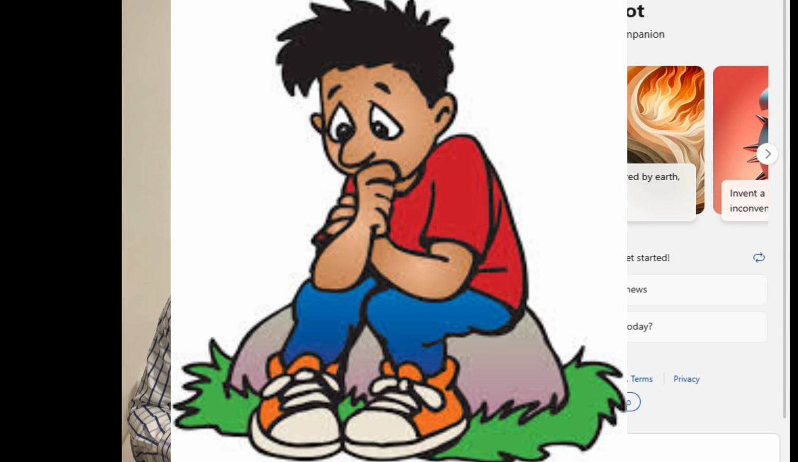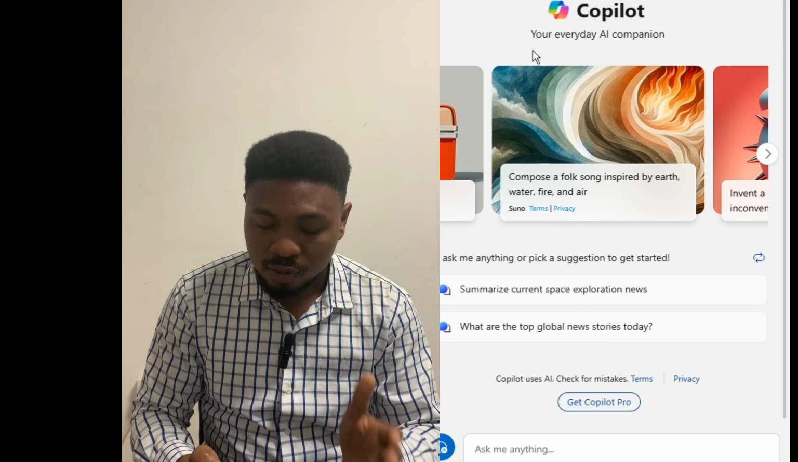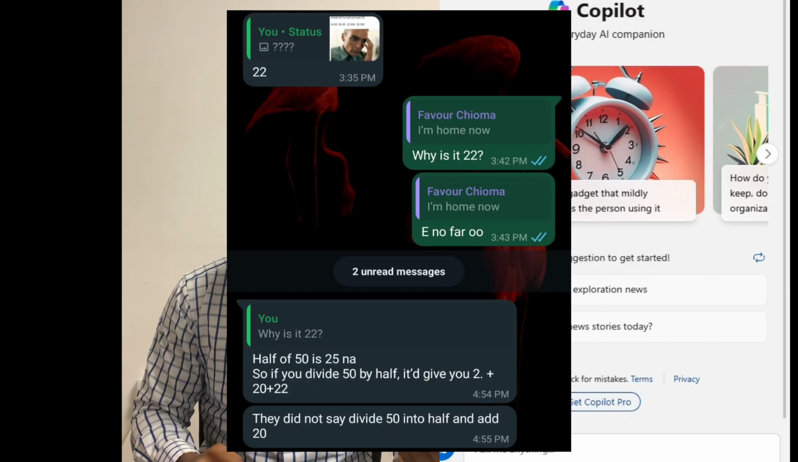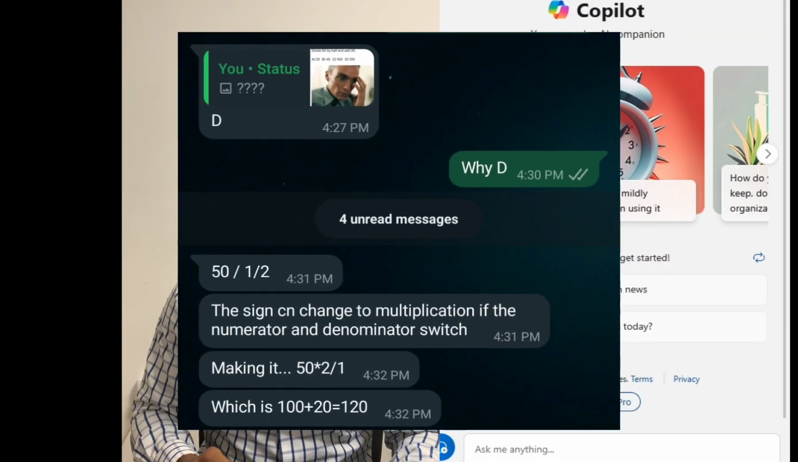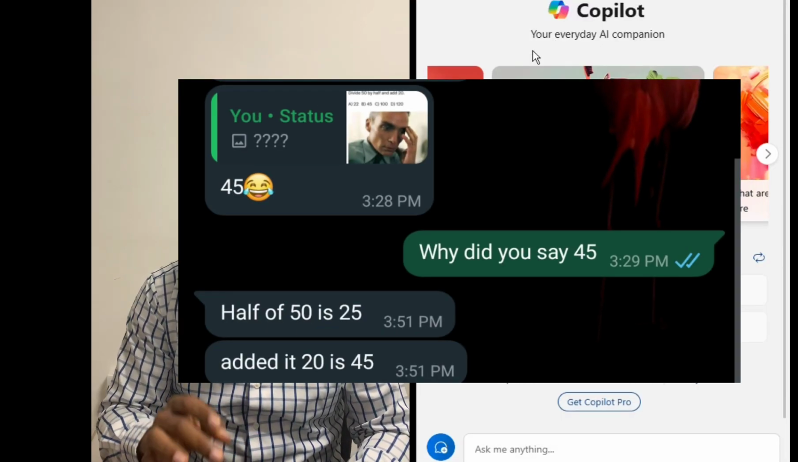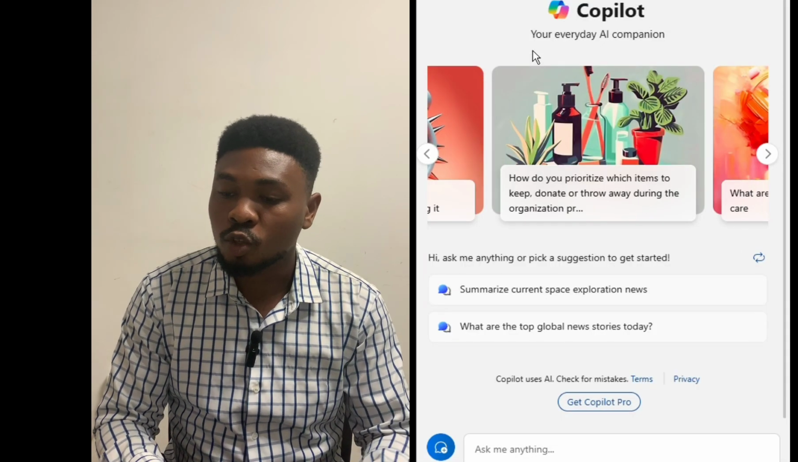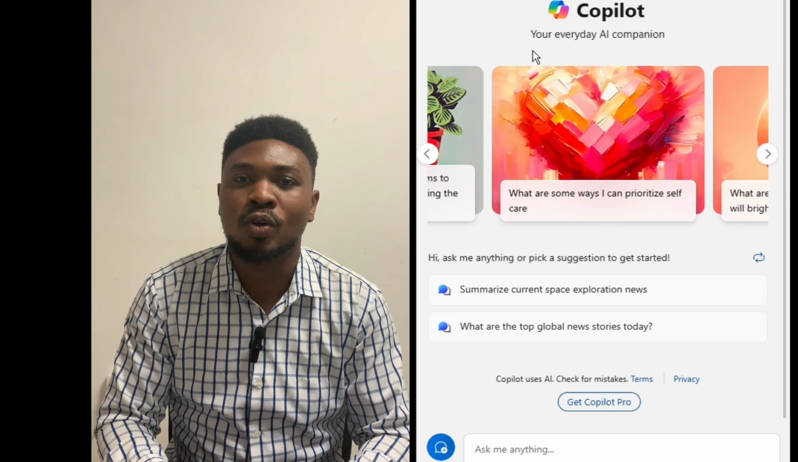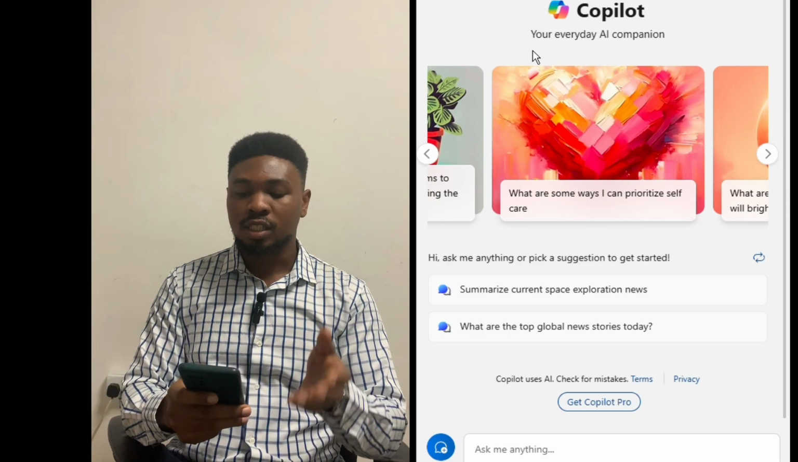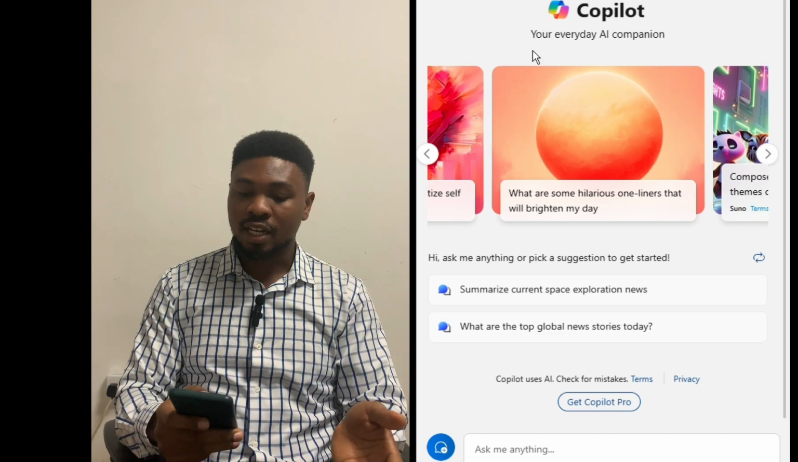A quick one. Okay, so some person said 45, some said 120, some said 22, and some said 20, like that. You can see a list on the screen of the answers a lot of persons gave to me. So today we'll be using Copilot to ask and see what Copilot actually has to say about this question. So let's forge ahead to ask this question.